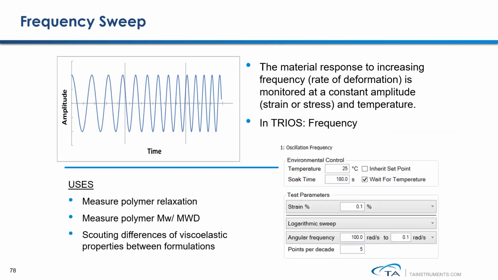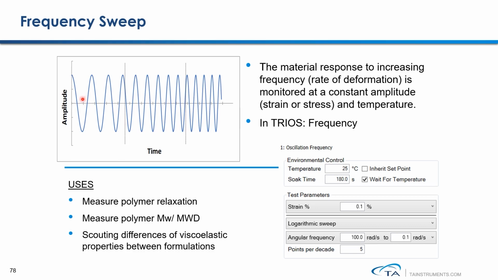Another oscillatory test method we're introducing here is a dynamic frequency sweep. This is another isothermal oscillatory test. You load your sample to the instrument and oscillate the sample using a small amplitude that is within the linear viscoelastic region of your material.